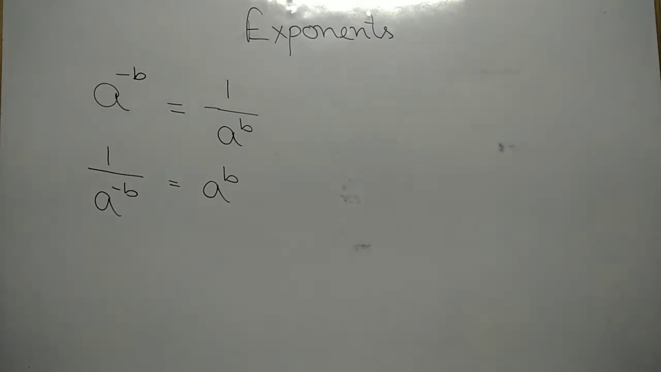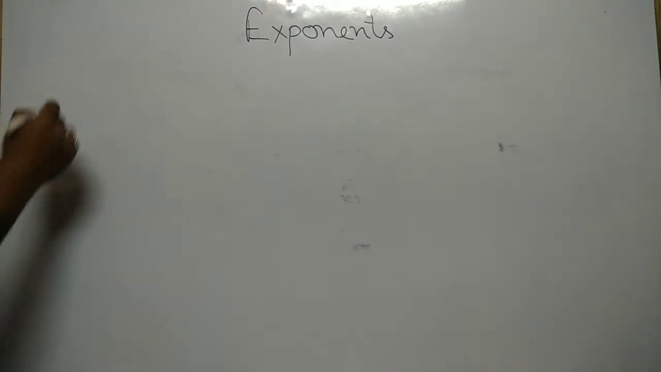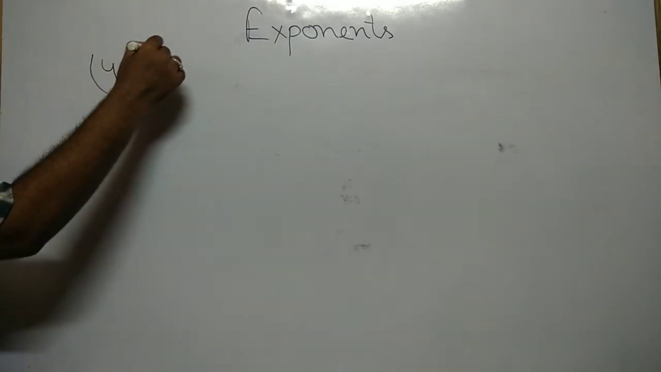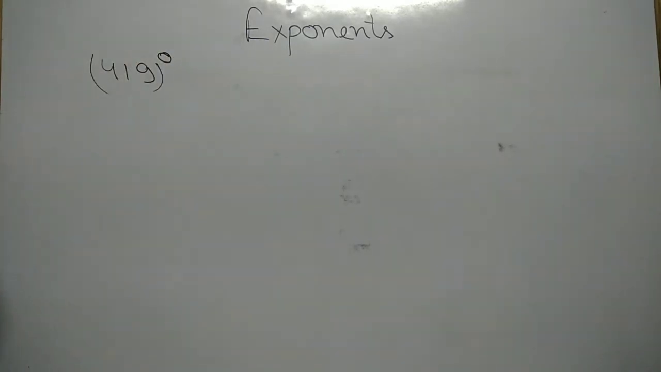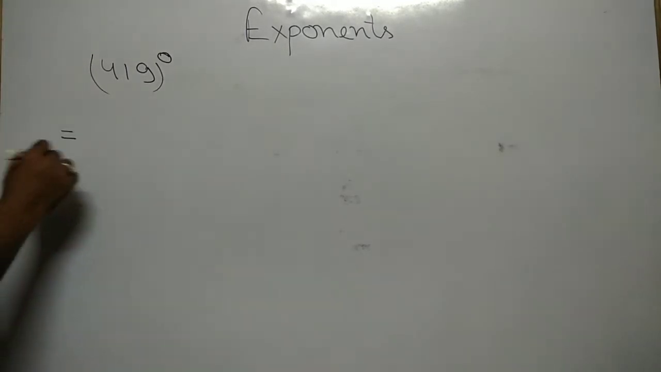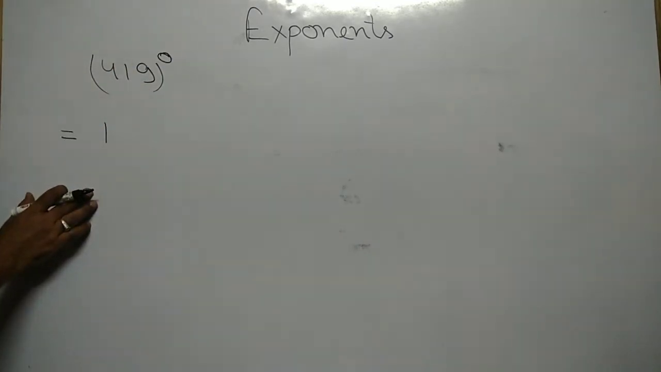We discuss some question answers. Now let's try to understand by using some numerical expressions. The question says: what is the value of 419 to the power 0? What is the value of this number? As we know, something to the power 0 equals 1, so we can say this one is equal to 1.